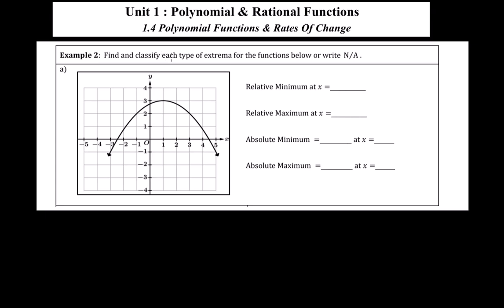So now we have to classify each type of extrema of the function, or write NA if none exists. So now we're looking at the relative minimum. You can see there is no ending point on the left side and no ending point on the right side, because the graph is extending all the way to the left and all the way to the right. So the relative minimum is NA.